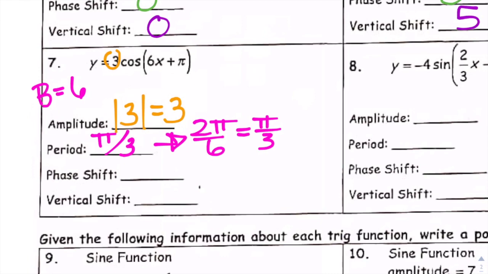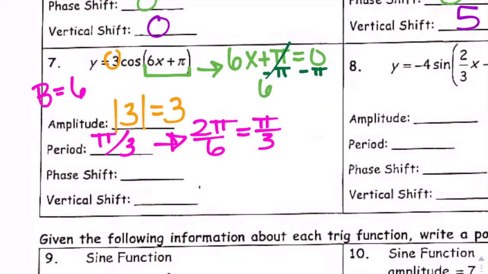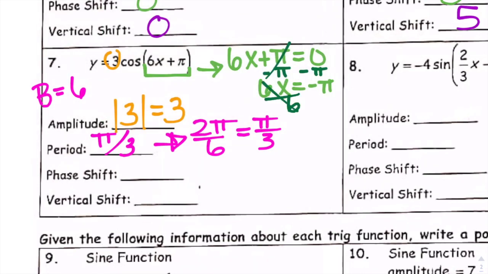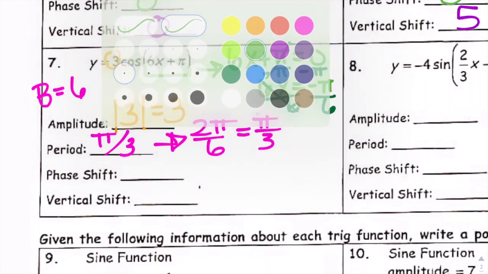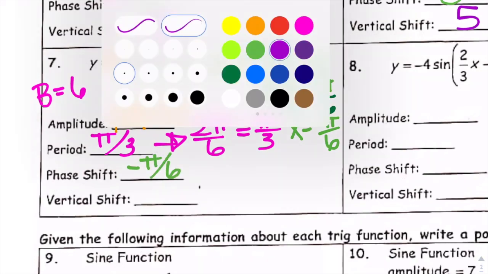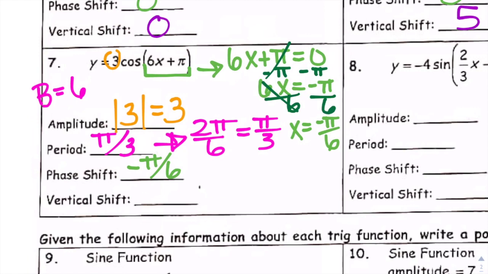Our phase shift, we want to take what's in our parentheses here, and we want to set it equal to 0, and solve for x. So subtract pi from each side. So we get 6x equals -pi. And then divide each side by 6, and so you would end up getting x is -pi over 6, so your phase shift is -pi over 6. And then your vertical shift is if there's anything added or subtracting on the end, so we don't have anything right there, so it's 0.